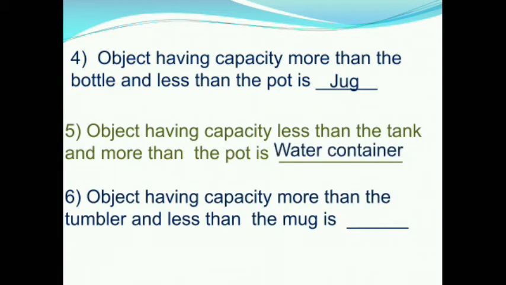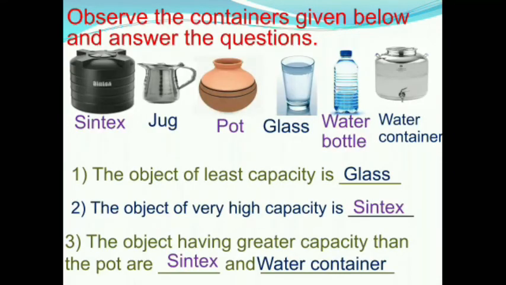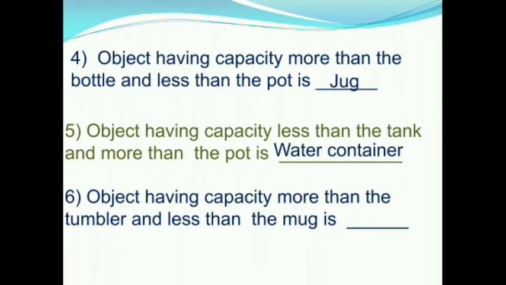The sixth question is, object having capacity more than the tumbler and less than the mug is dash. Children, look at these pictures. Here, which object having capacity more than the tumbler and less than the mug? Yes, water bottle. Object having capacity more than the tumbler and less than the mug is water bottle.